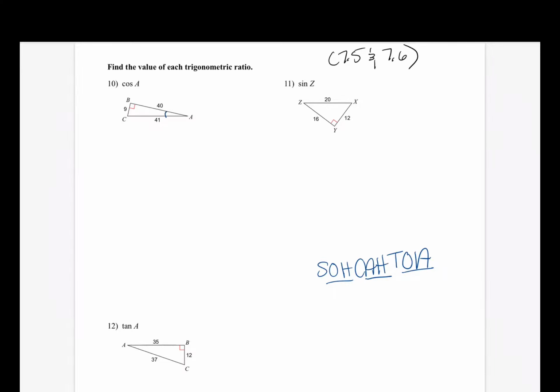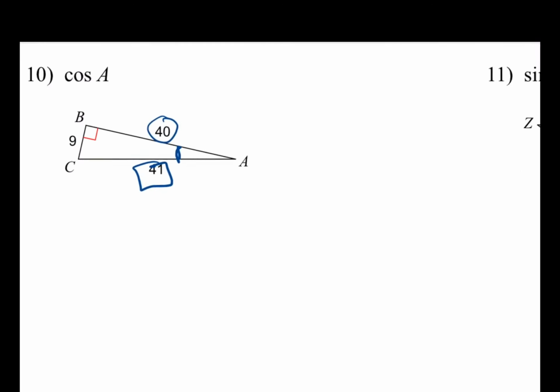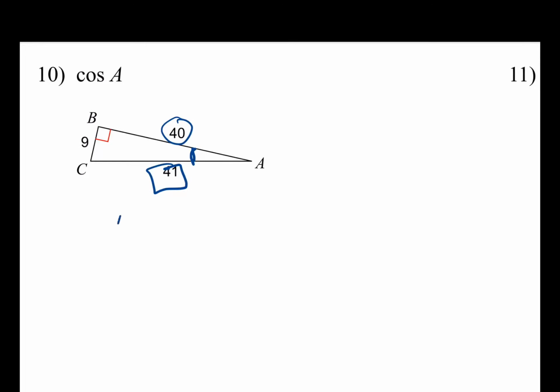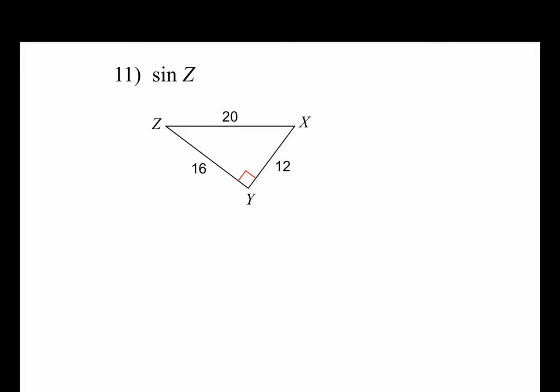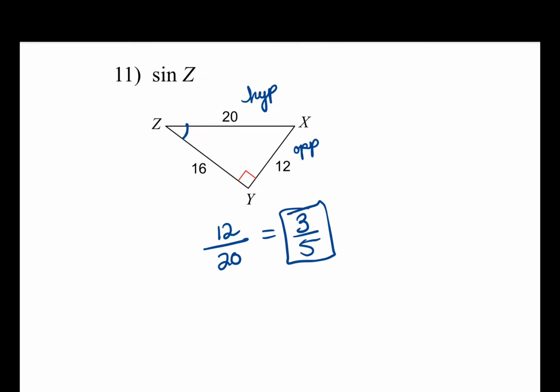So for number 10, we're trying to find the cosine of angle A. 40 is the leg that's adjacent. 41 is the hypotenuse. So the cosine of angle A is just adjacent over hypotenuse. The sine of angle Z, sine is opposite over hypotenuse. So here's angle Z, this is opposite, this is hypotenuse. So sine of angle Z is going to be 12 over 20, which simplifies to 3/5. We always want to simplify our fractions if we can.